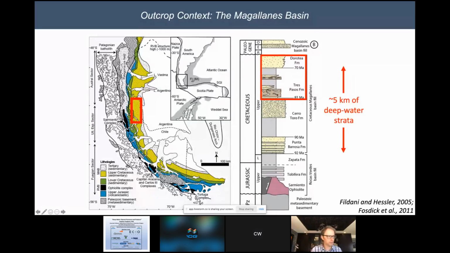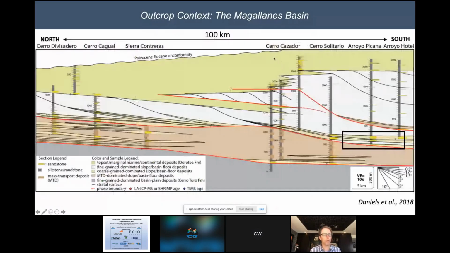And again, looking at the Tres Pasos to Dorotea formation, that's what's in this cross section. This is a north-south oriented cross section along the basin axis, and this would be a dip oriented section, north 100 kilometers, this outcrop belt that we've studied thus far, to south. The bottom of this zone here is the underlying Cerro Toro formation. The Tres Pasos formation kicks in here, a lot of slope deposits, this brown color being mostly slumps and mass wasting and so on. You can see the scale here.